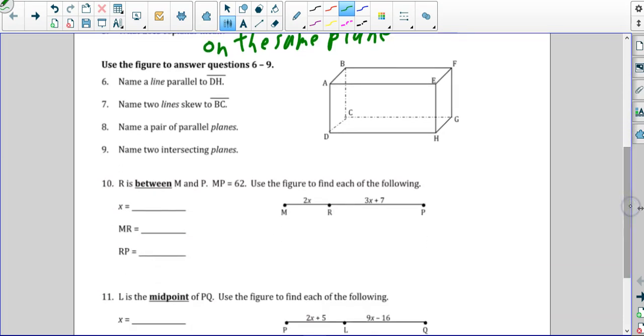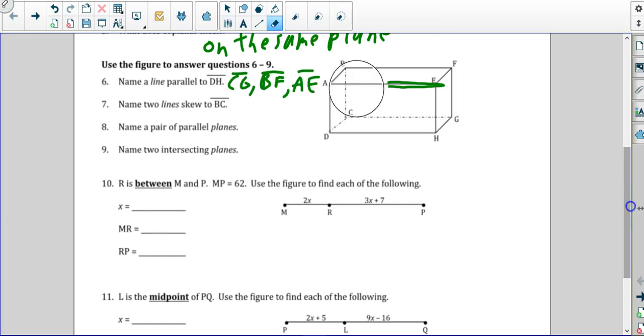Number 6. Name a line parallel to DH. So here's DH. Now watch. Another line parallel is CG, BF, and AE. Again, here's this line, parallel, parallel, parallel. Any one of those would work. Again, you only need one, but I'm going to name them all for here. CG, BF, and AE.